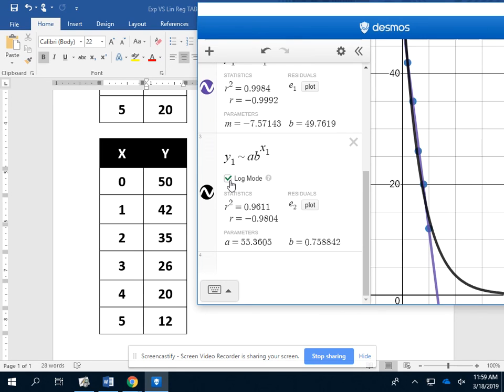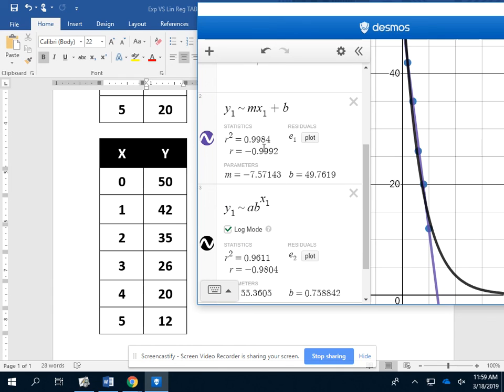Do not forget to turn log mode on. It's very important that you do that. Don't worry about why at this time, but make sure you turn log mode on. That'll be important to get accurate data.